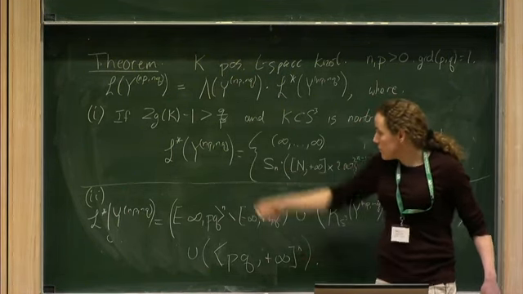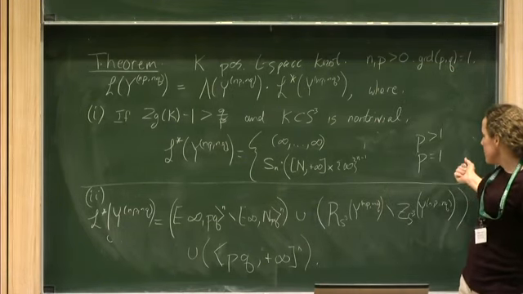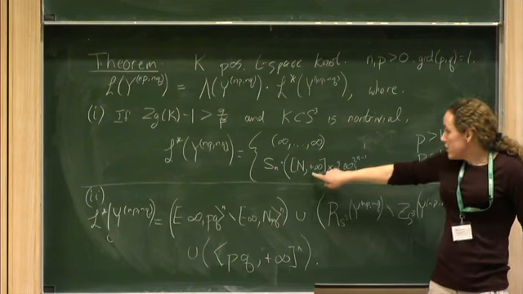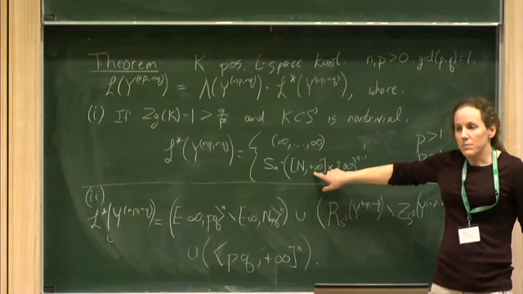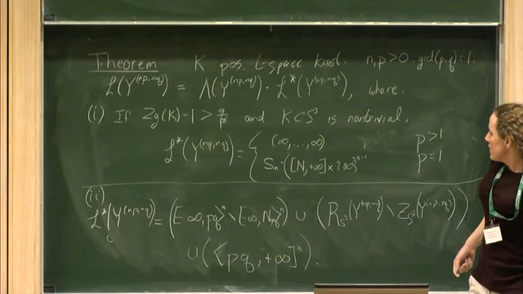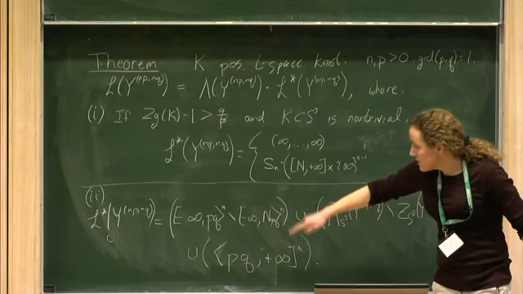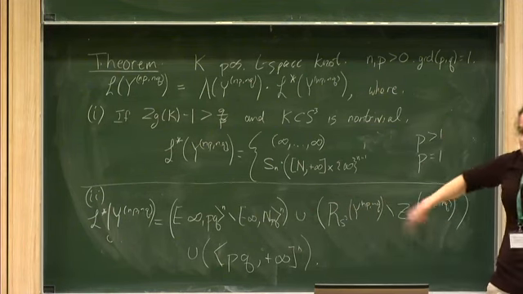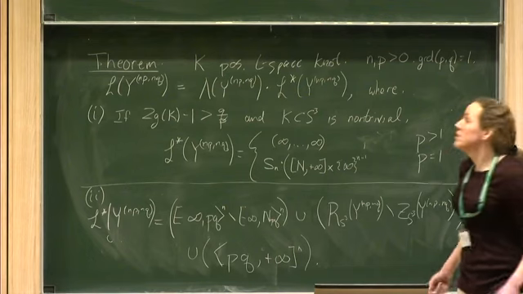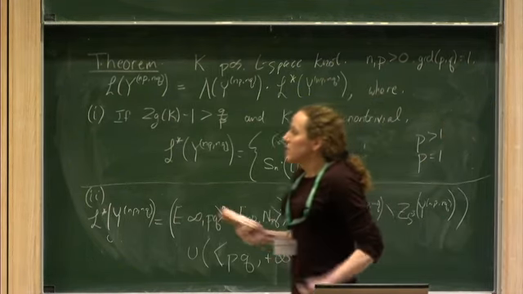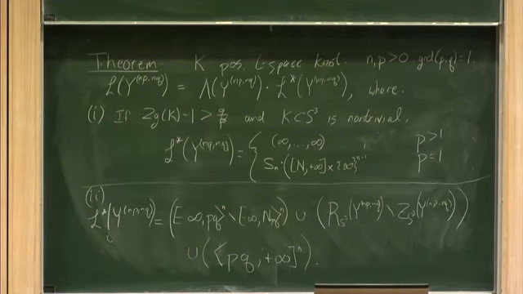So if it's greater than q over p, then the only L space fillings you get are the original surgeries on your knot. But in this other case, you get a great big family of other ones too. All right.